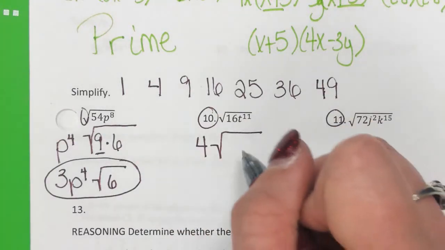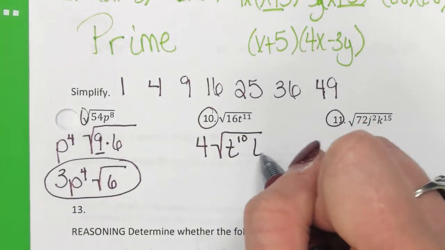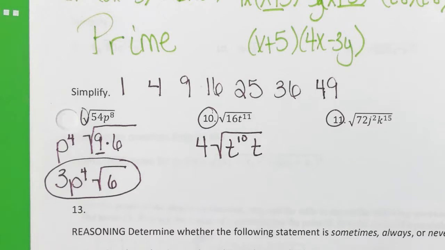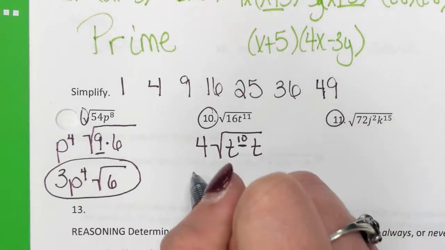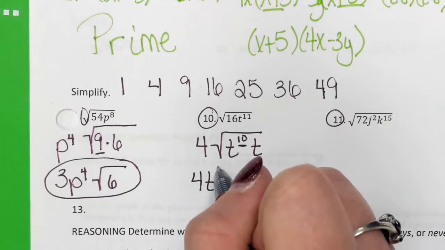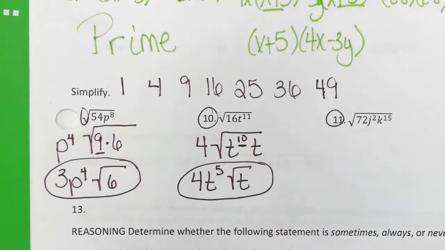10. There you go. All right, but look, if somebody takes $1 from you, somebody took one of your T's, you only have 10 of them now. If somebody takes $1 from you, you're going to be ticked, right? So how many more do I need to still have that 11? You got to have one more, because 10 and 1 is 11. And so now this 10 gets to come out as what? What's 10 divided by 2? 5. So it's 4t to the 5 square root of t.